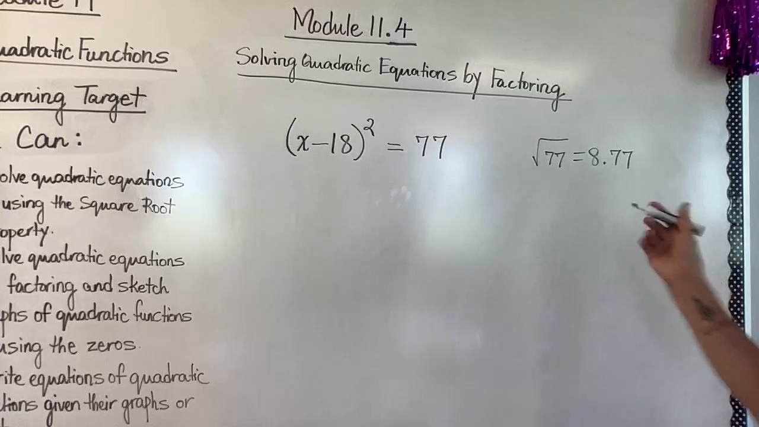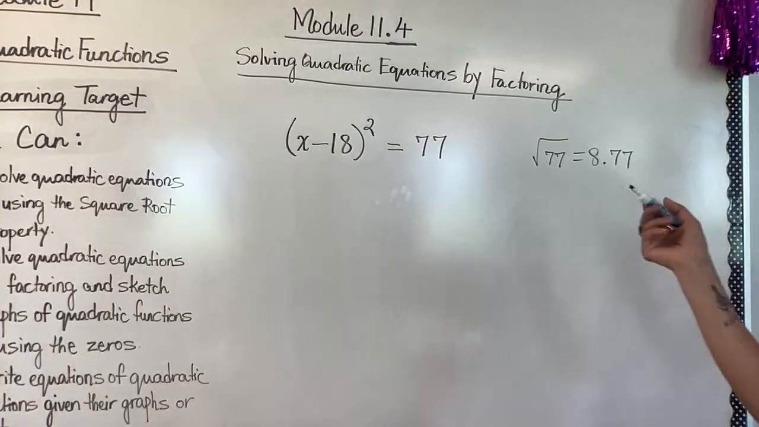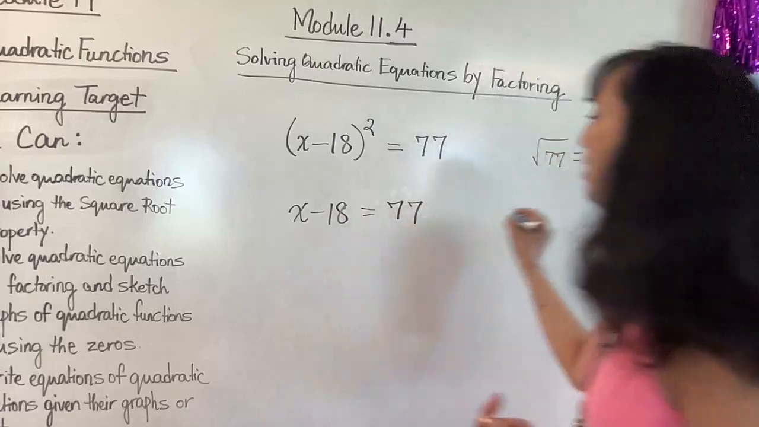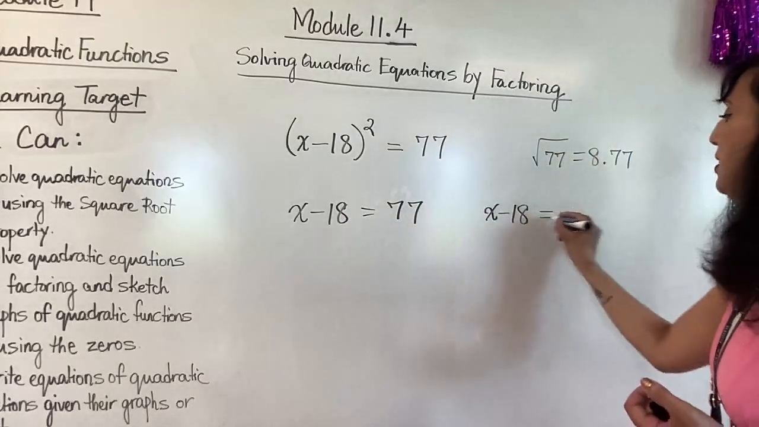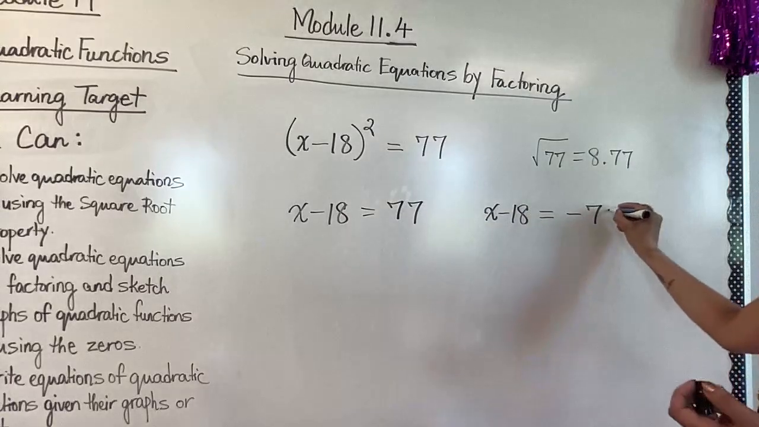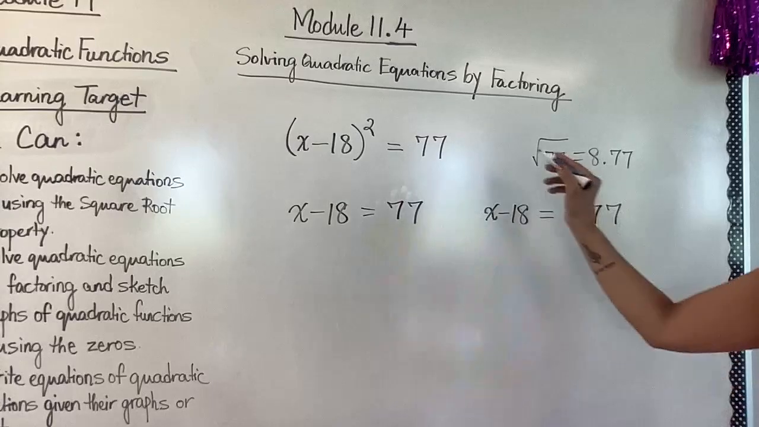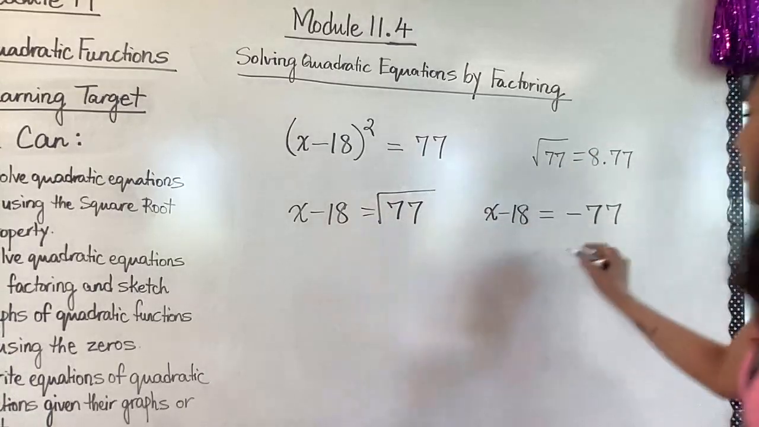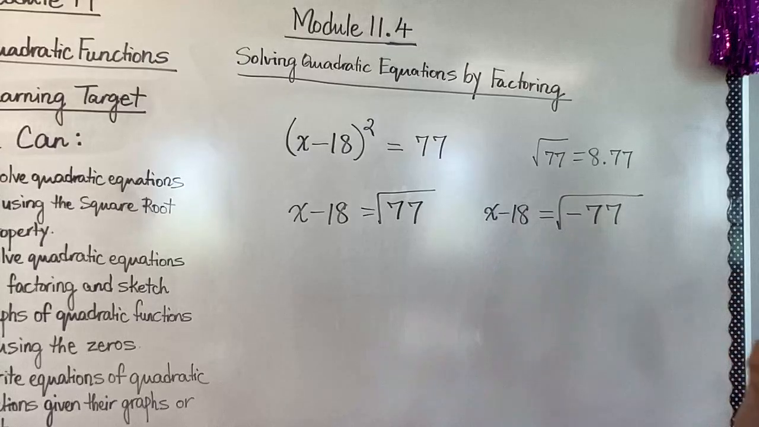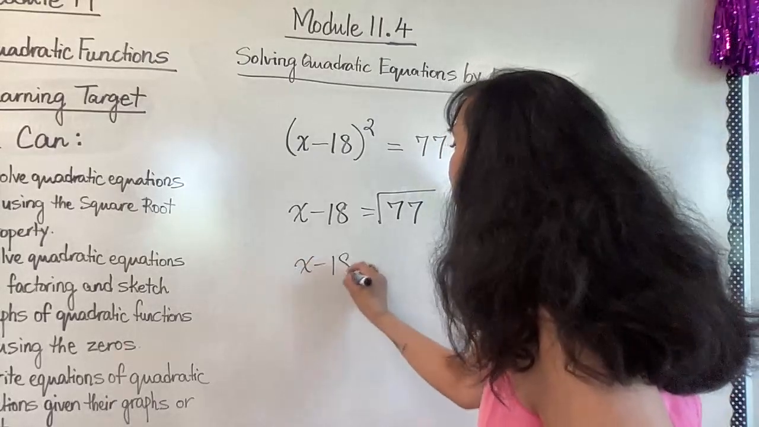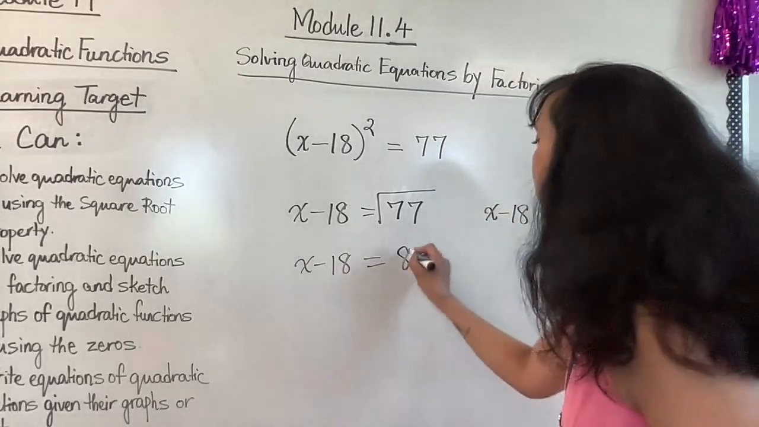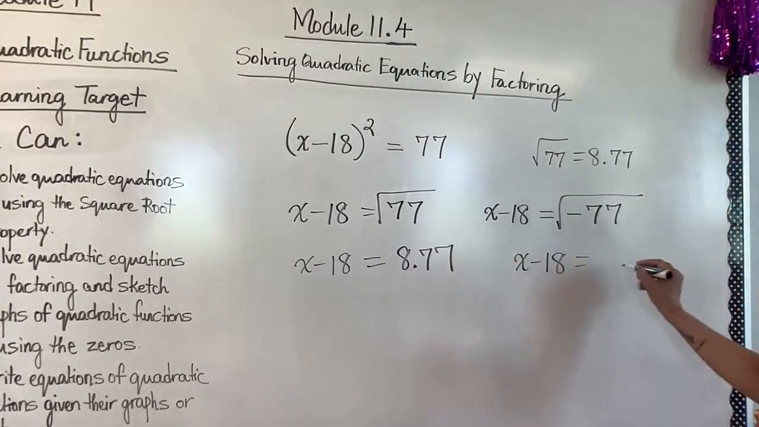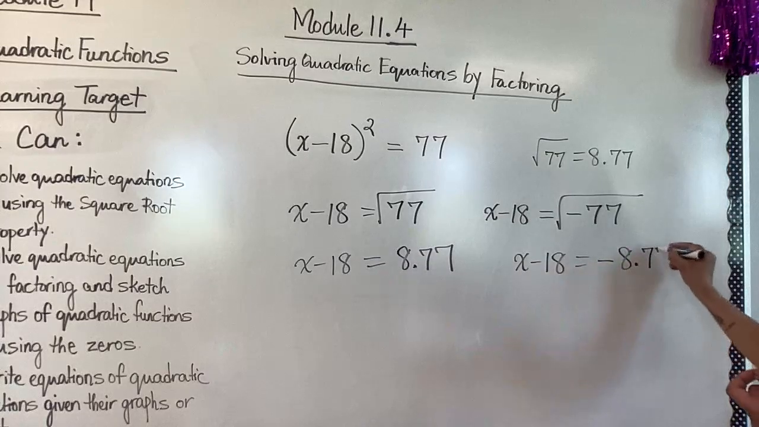negative, right? So we are going to go ahead and do x minus 18 is equal to the square root of 77, and x minus 18 is equal to negative the square root of 77, right? So when I'm doing this, what am I getting? Because this is my square root and my square root, right? And so I get x minus 18 is equal to 8.77, and x minus 18 is equal to negative 8.77.